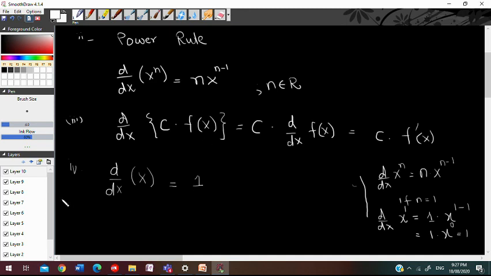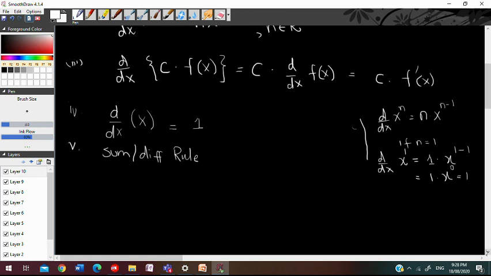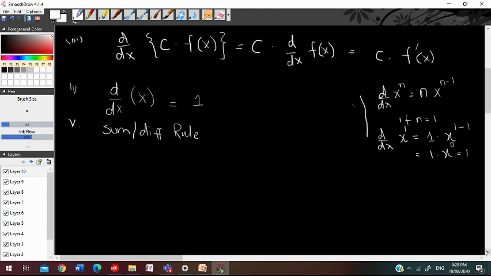Now the fifth rule. Fifth rule is sum or difference rule. When we have two functions in which the operator is maybe positive or maybe negative, subtraction or addition, between any two functions.